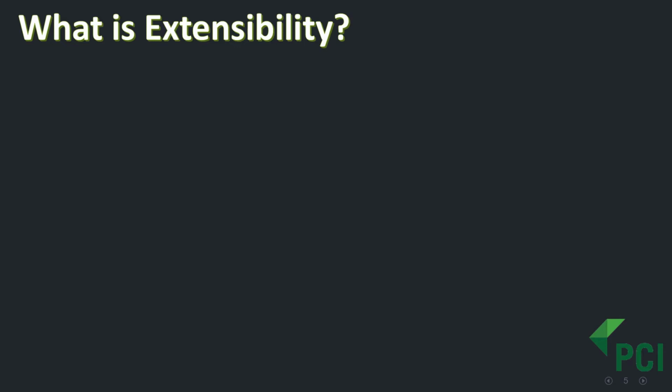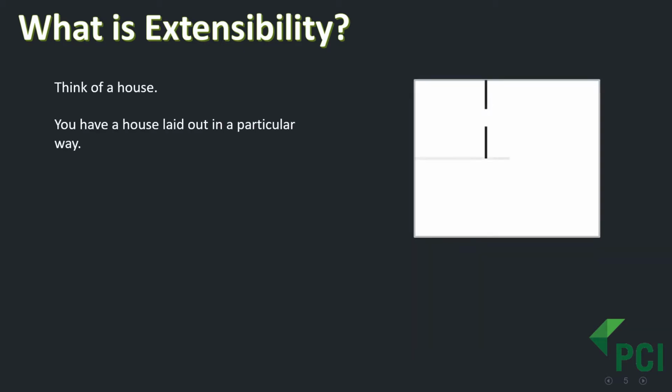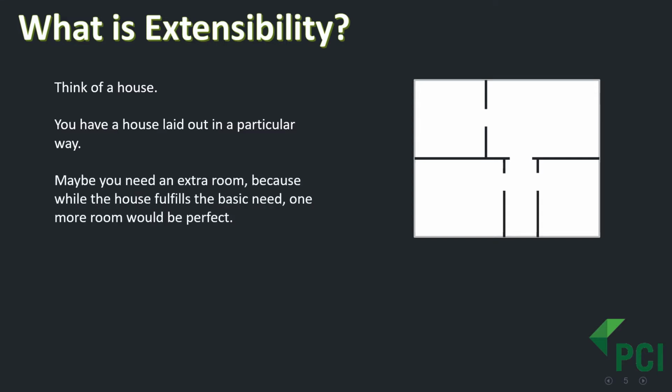To better understand the concept of extensibility, I want you to imagine a house. A house is laid out in a particular way. You may have a kitchen, a dining room, a bedroom, a bathroom, and when you bought this house, it met your need. However, over time, the requirements change. Maybe you need an extra room, you had a child, or you found yourself all of a sudden working from home and you need a home office.